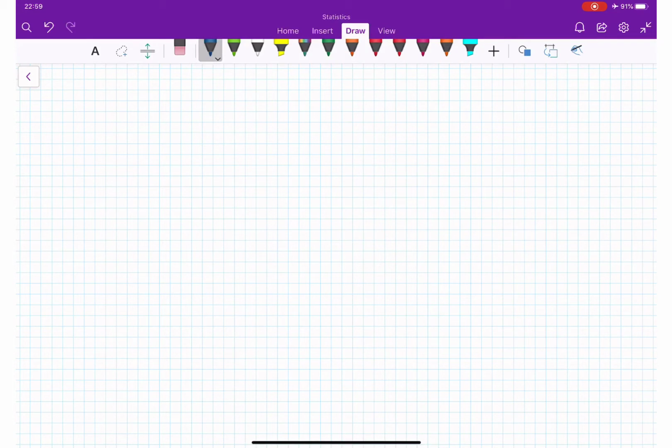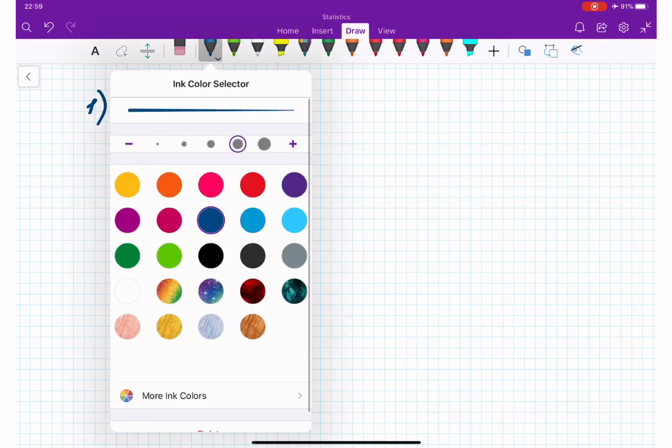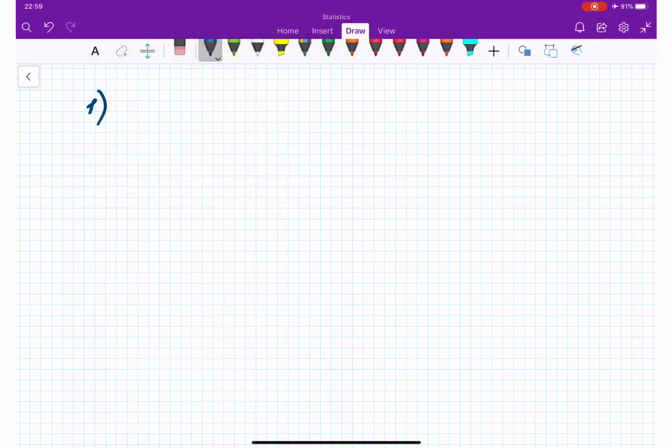Okay, question number 1. Logarithm 16 by base 4 is equal to... So what we need to do, we need to convert to an exponential equation.